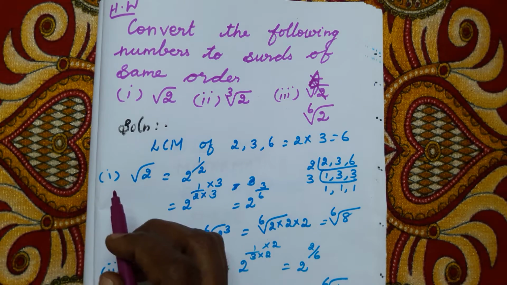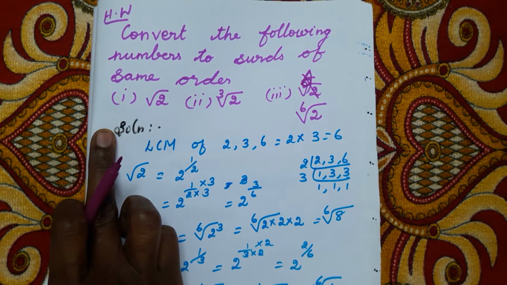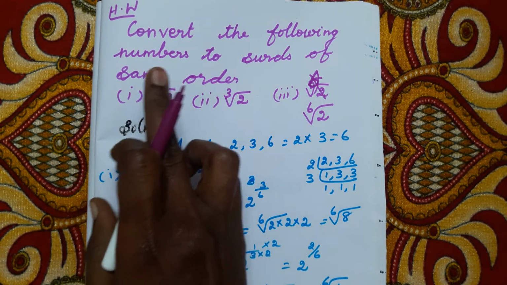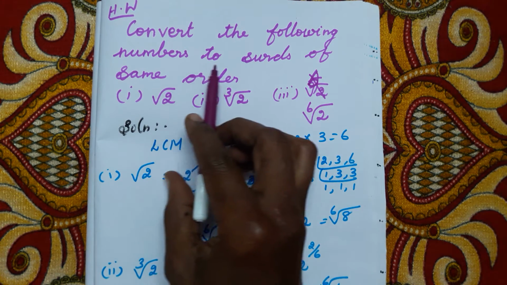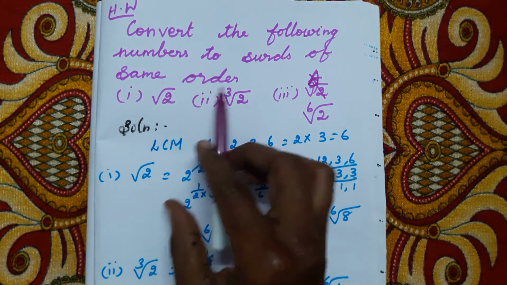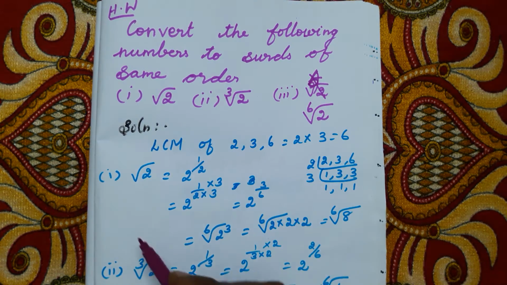In the previous class, I gave one problem as homework. Have you all completed? Okay. Take your homework problem and check your answer. Convert the following numbers to surds of the same order: root 2, cube root of 2, sixth root of 2.